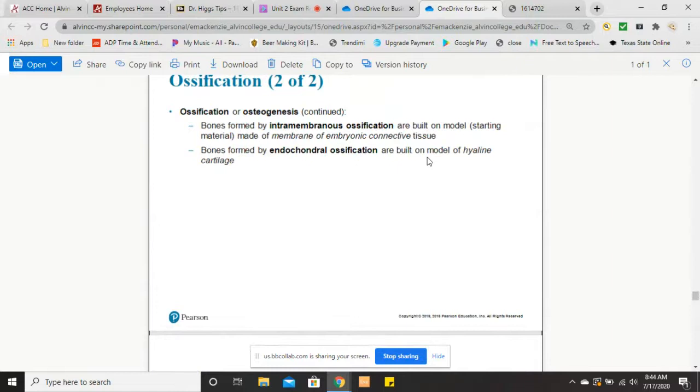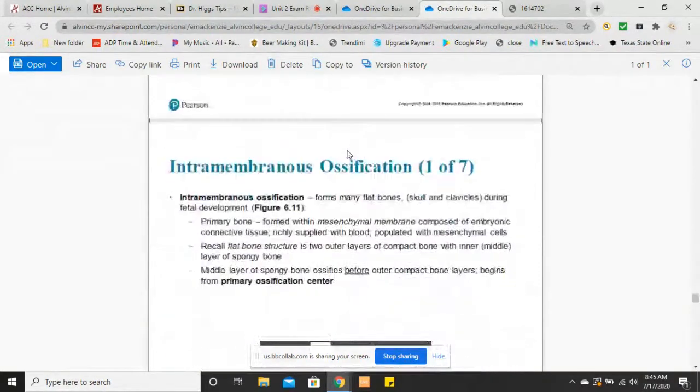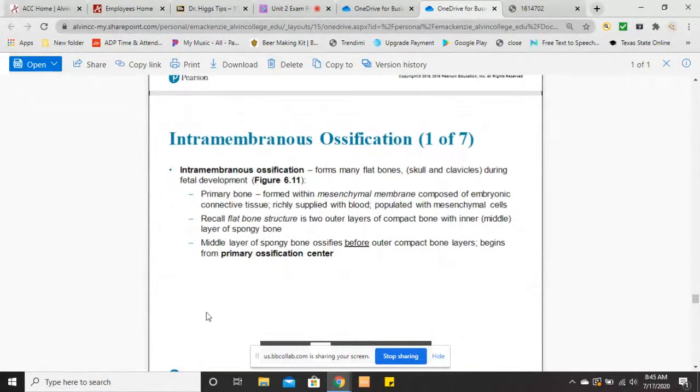And endochondral ossification, again, it gives you a hint in the name. Oh, look at the name. I see chondro, like hypochondriac. We've seen chondro before, or chondrocyte. Remember, I told you that means cartilage. So in endochondral ossification, the starting material is cartilage, specifically hyaline cartilage. Okay. And what bone shapes like to be made via endochondral ossification? It's your long bones.